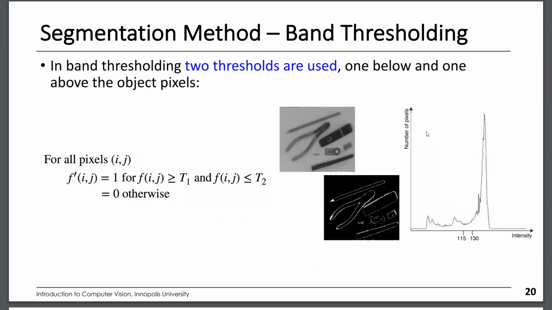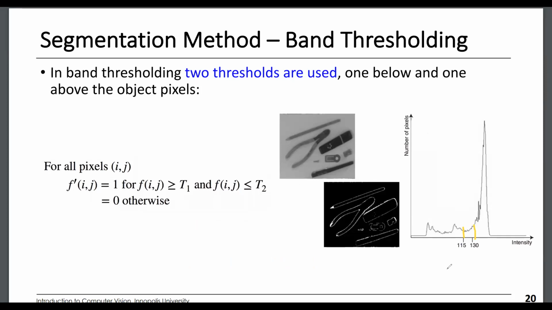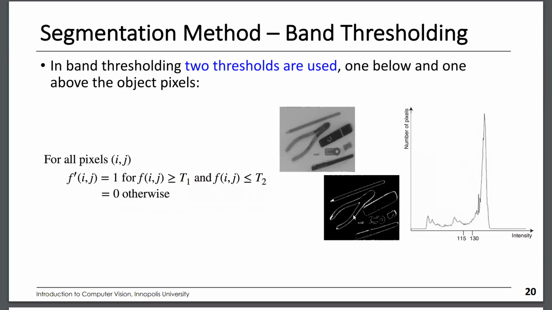Another method is band thresholding. Instead of thresholding based on one value, now we are thresholding on two values. So we threshold, for example, from here to here, and we get something like this. For example, we threshold from here to here, and we get something else. So using this, we're able to have a bit more control. Basically, instead of having just one threshold, we have multiple thresholds.